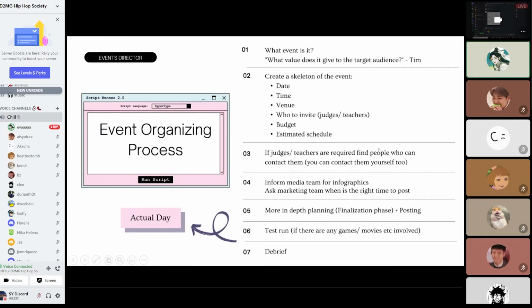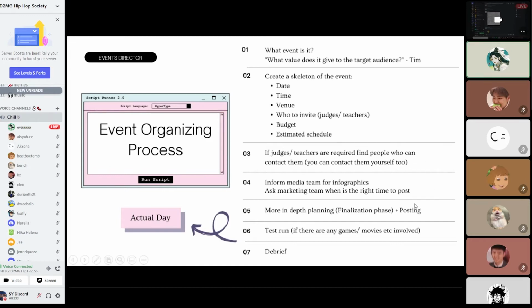And then after you get all the names, you have to contact them. If you are not particularly close to someone, or you know someone else who is even closer to them, then it's good to ask them, can you help me ask them if they can help us. And after that, we have to inform the media team so they can prepare their ideas for the infographics we have to make, and also ask the marketing team when they think is the right time to post.